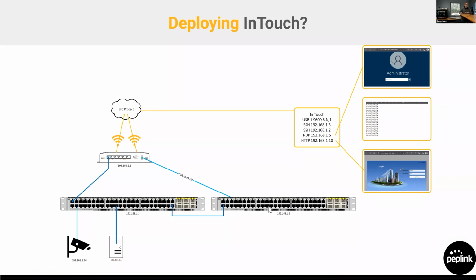Here I've got two Cisco switches linked up, and then you can plug in a USB to RS-232 for console access, which is really cool. But I also have a camera and a server. So on my InTouch, I can have my USB 1 programmed for RS-232. I can SSH into those two switches. I can RDP into a server, or I can HTTP into my camera.